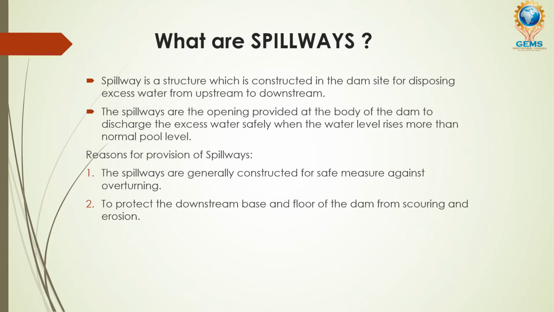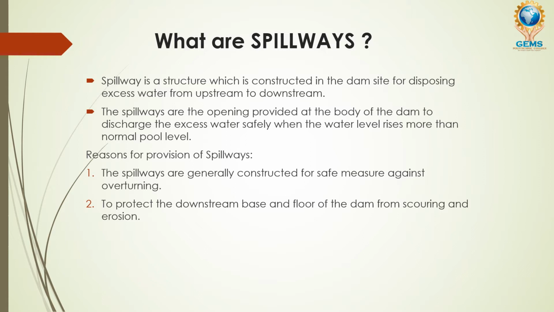Okay, what is a spillway? A spillway is a structure which is constructed at the dam site for disposing excess water from the upstream to the downstream portion. Spillways are structures present at the left or right side portion of a dam, generally in order to dispose the excess water from the upstream portion of the dam to the downstream portion.